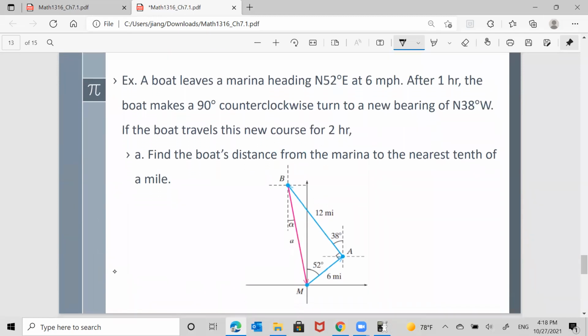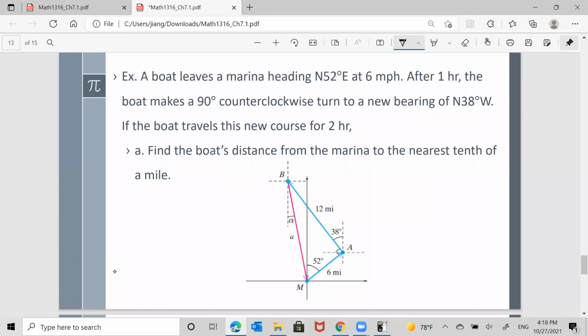A boat leaves a marina heading north 52 degrees east at 6 miles per hour. That means this is the velocity or speed. After 1 hour, this is time. The boat makes a 90 degrees counterclockwise turn to a new bearing of north 38 degrees west. If the boat travels this new course for 2 hours, a new time, find the boat's distance from the marina to the nearest tenth of a mile.